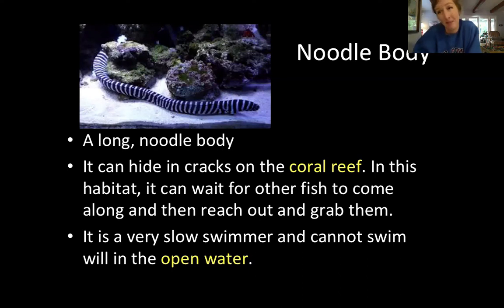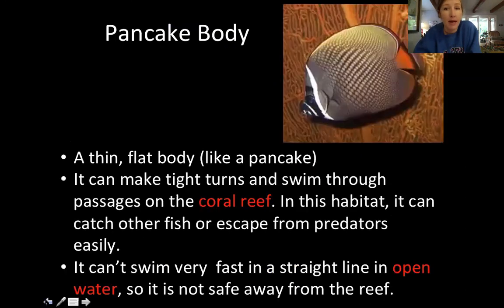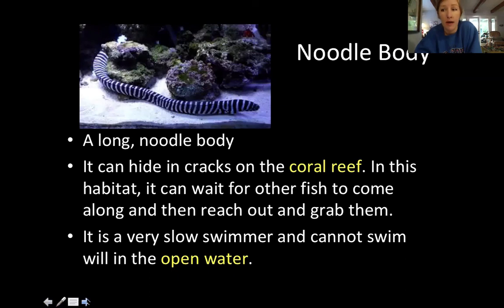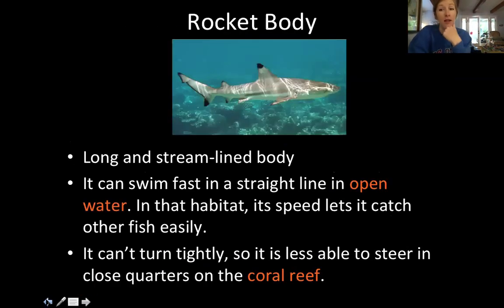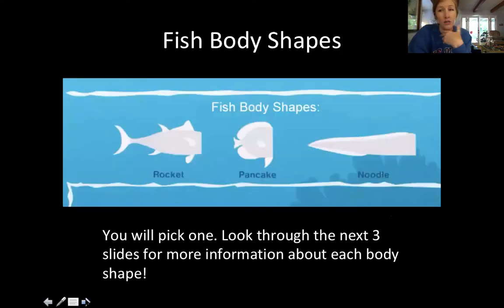Okay, we need to pick one. The pancake body and the noodle body survive best in the coral reef, but they're slow. But they're good at hiding in the coral reef, and they can make tight turns through the coral reef. They don't do well in the open water. The rocket body does well in the open water, but not in the coral reef. So, I think I am going to pick the rocket body. If you want to do the same drawing and writing as me, you can make the same choice. If you want to do pancake or noodle, that's fine. Okay, so pick one, lock it in your mind, and let's go ahead and choose our mouth.